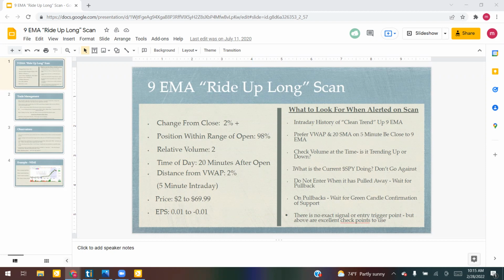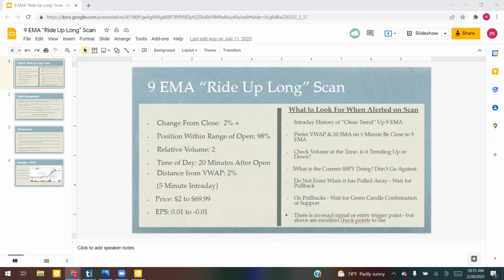They do not wait for that 5-minute candle to close green when it pulls back to the 9 EMA. There is no exact signal or entry trigger point, but above are excellent checkpoints to use. Why are there no exact signal or entry trigger points? Simply because moving averages are like fences. They move, they sway back and forth.